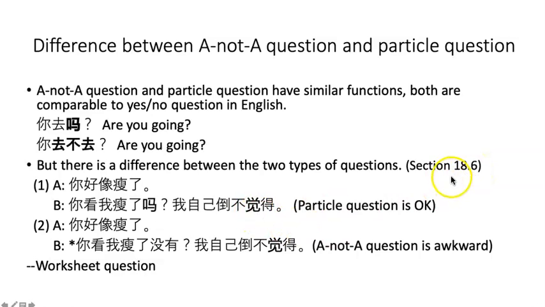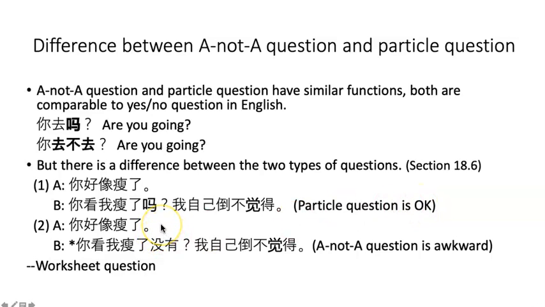I'd like to just use one example from the reading to reveal their difference. Let's look at the first pair of sentences. A says, 你好像瘦了. You look thinner. B responds, 你看我瘦了吗？我自己倒不觉得. 你看我瘦了吗 is a particle question, because this is a declarative sentence followed by a question particle, 吗. When you see 吗, you can recognize that this is a particle question. 我自己倒不觉得. As a response, B's use of this particle question is completely acceptable.